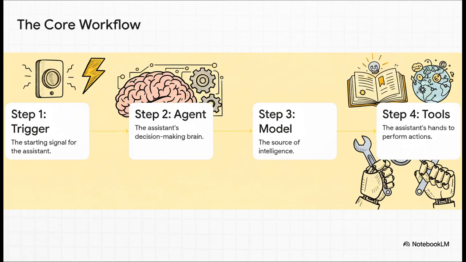First, you need the trigger. That's the signal to start. Then you have the agent, which is like the assistant's brain. That brain needs the model, which is the actual intelligence. And finally, you need the tools. Think of these as the assistant's hands, letting it actually do things.